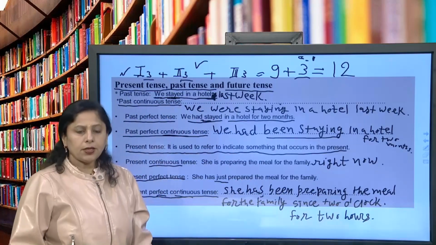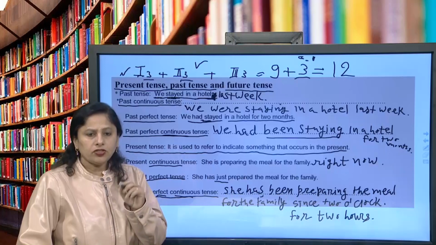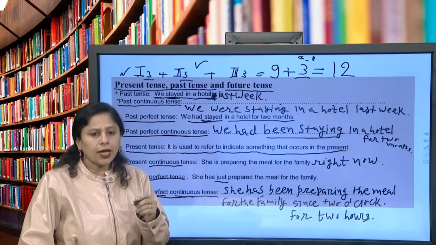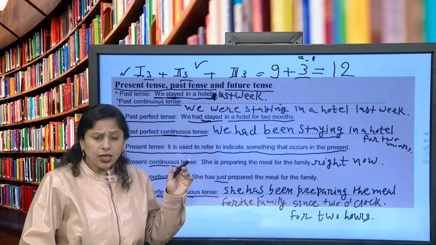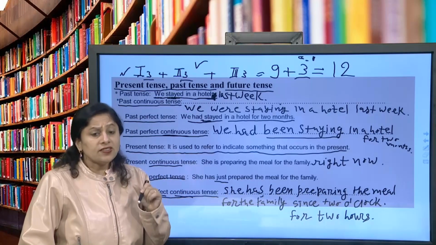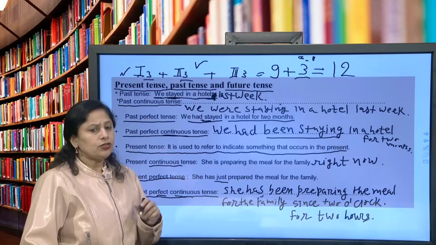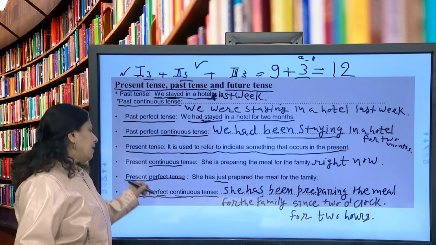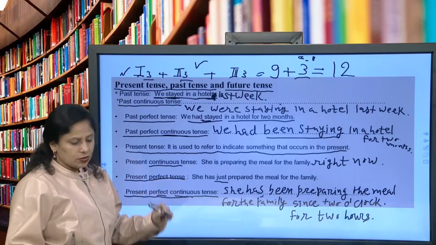You have to remember the present perfect continuous tense is utilized to show the action which is initiated in the beginning in the past, but it is still going on. That's why it is utilized and it is known as the present perfect continuous tense.